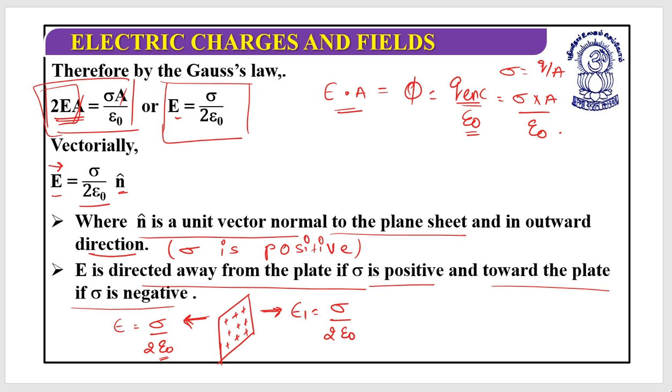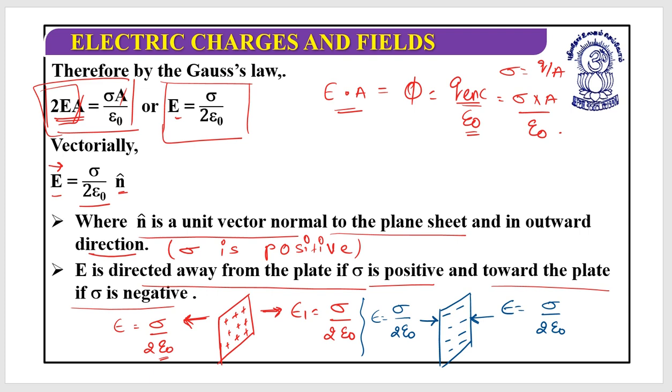Now let's look at the new situation. If the charge given is negative, or if sigma is negative, things would look like this. Then if I write the electric field, the value would remain the same, sigma by 2 epsilon naught, but the direction will reverse. Now it should be moving towards the plate. If I write the electric field here, the magnitude remains the same, but the electric field will be in this direction. Please do remember these things.